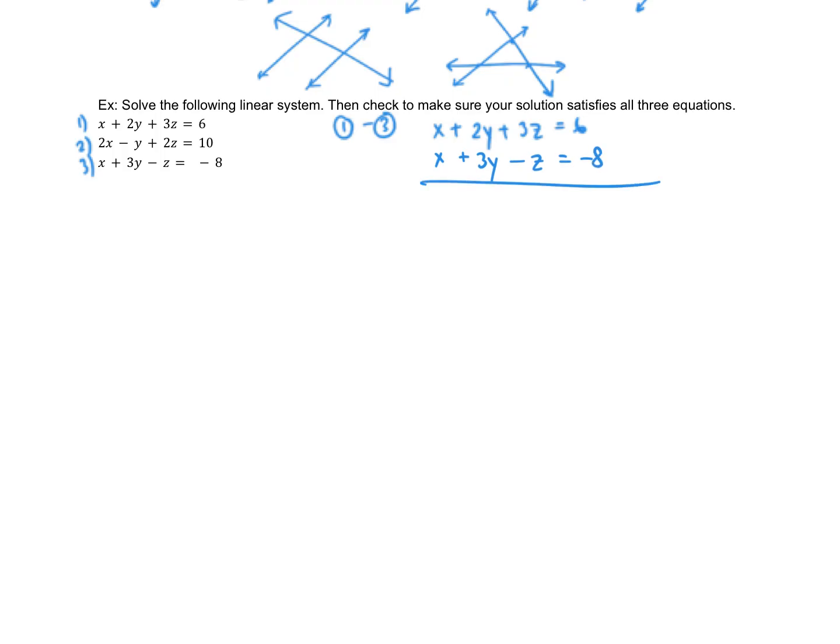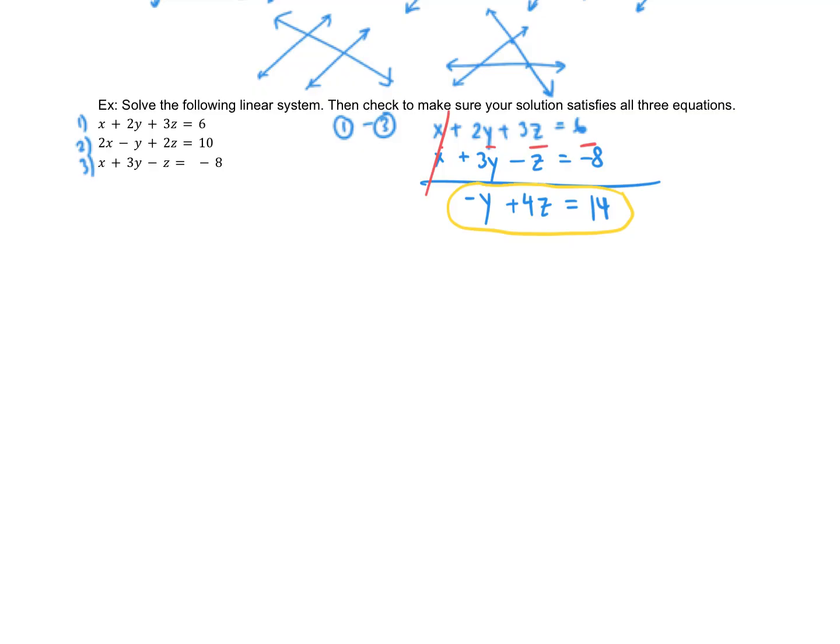All right, the x's already match, so I'm going to subtract. The x's are gone. 2 minus 3, negative 1y, 3 minus negative 1, positive 4z, 6 minus negative 8, 14. Now, I'm going to keep this equation to the side because right now there's nothing really else that I could do. I mean, I could isolate for y if substitution was my chosen method, but I'm just going to keep it in this format. Now I'm going to pick a different pair of lines, so either 1 and 2 or 2 and 3, and I'm going to eliminate the exact same variable. I'm going to eliminate x again.